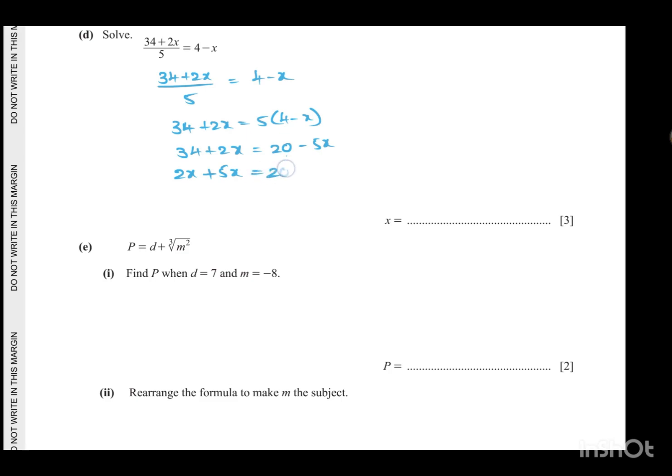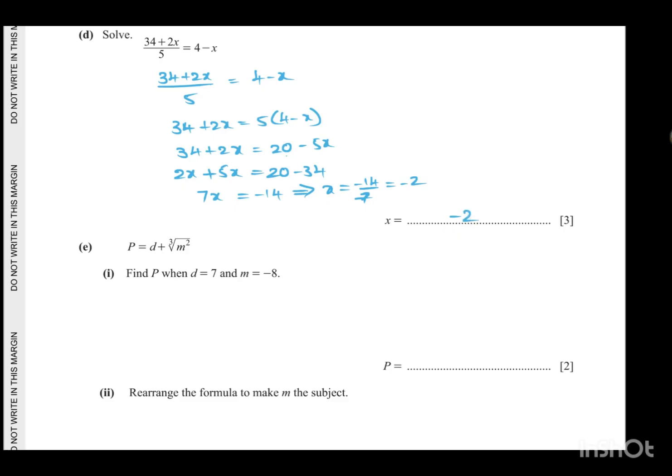So it will be 20 minus 34. 2x plus 5x is 7x, and 20 minus 34 is minus 14. This gives you x as minus 14 by 7, sorry. So the answer is minus 2. So x is minus 2.